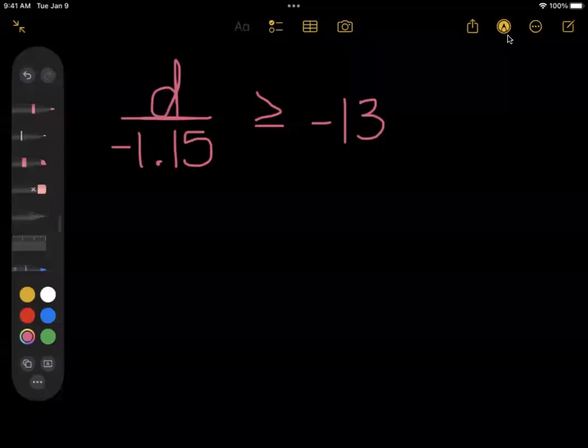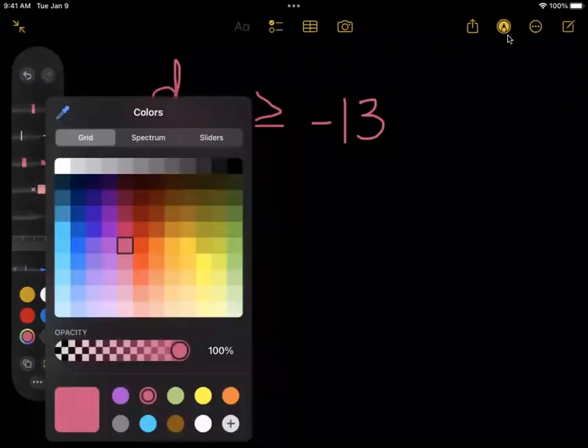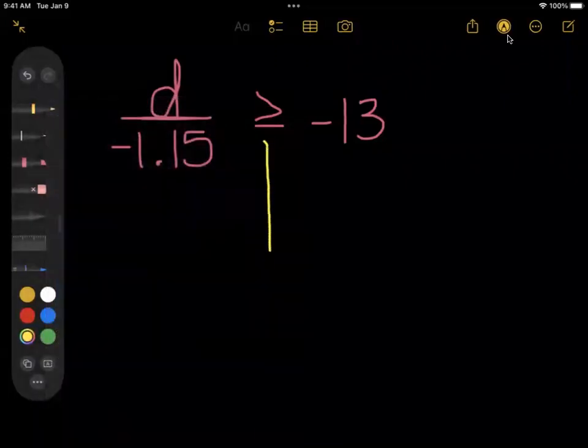Okay, here is our last example. We have d divided by negative 1.15 is greater than or equal to negative 13. So I'm going to go ahead and divide this up under the symbol right here.